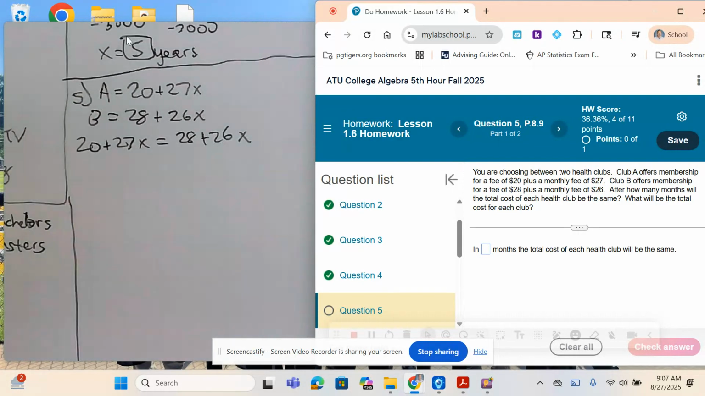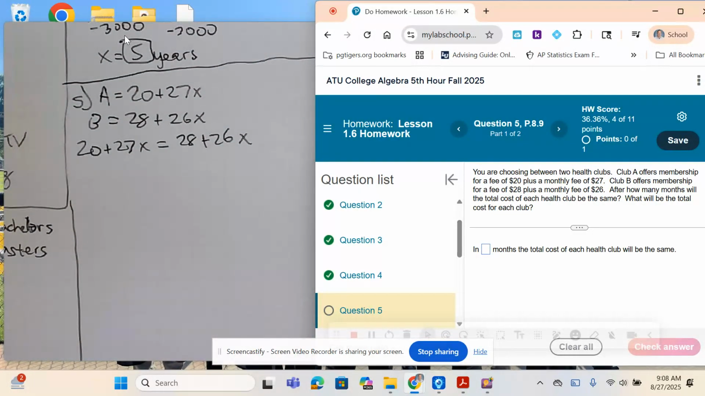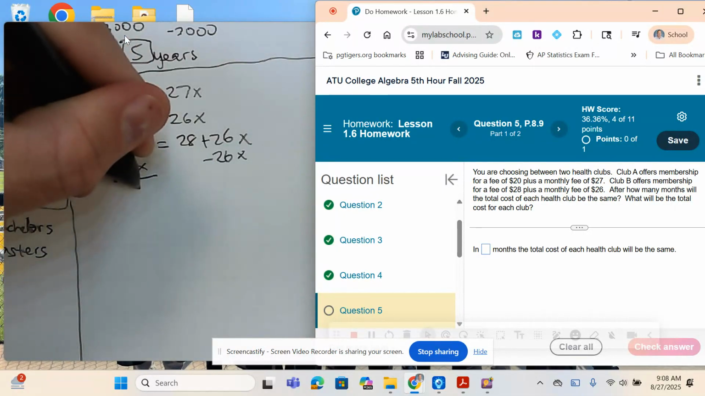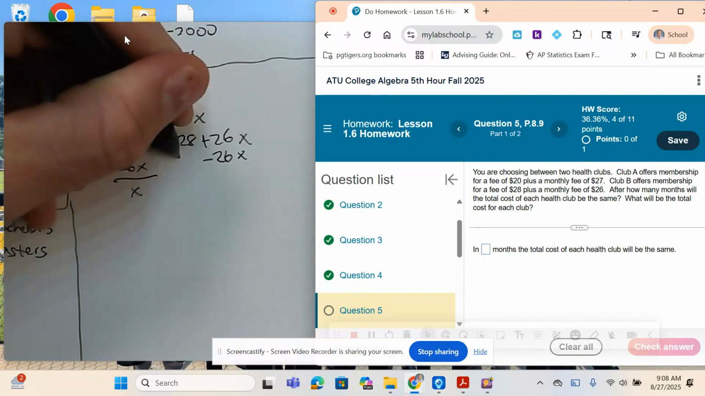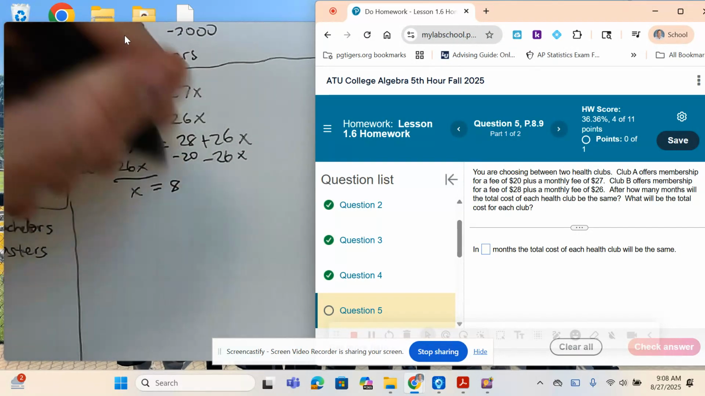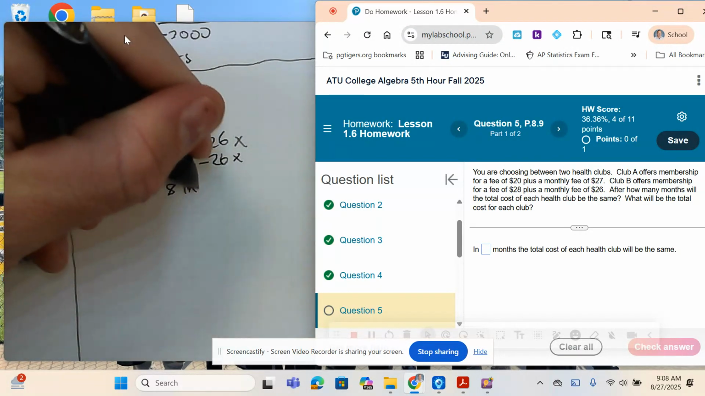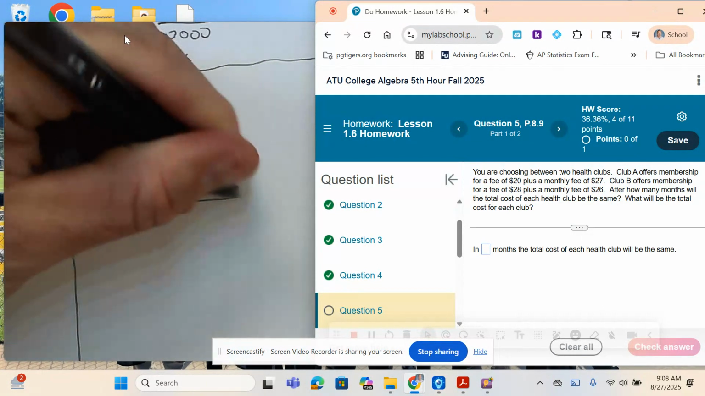So you just set them equal to each other. I would subtract 26x, get the x's. So that'd be 1x. Subtract 20, subtract 20. X equals 8. So that looks like 8 months.